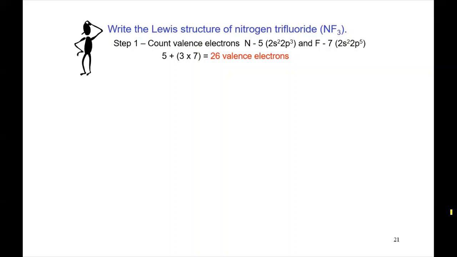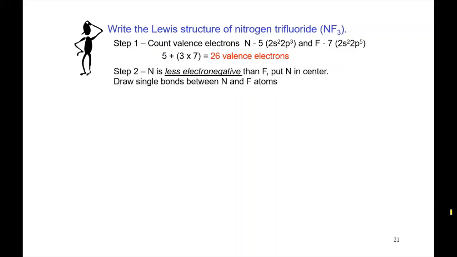Pretend that the nitrogen and the fluorines came in, and at the entrance to the ball, they check off their electrons into a box. And now I have a box with 26 electrons. It doesn't matter where they came from. All I know is I have 26 electrons. And when the nitrogen and the fluorines check out, all of those electrons need to be in there.